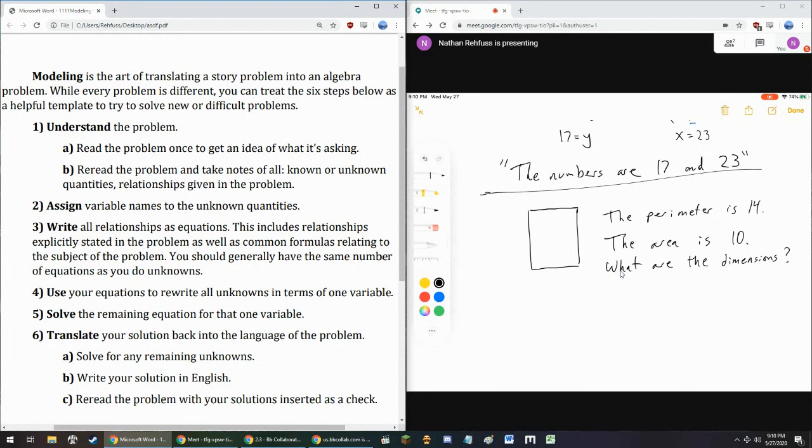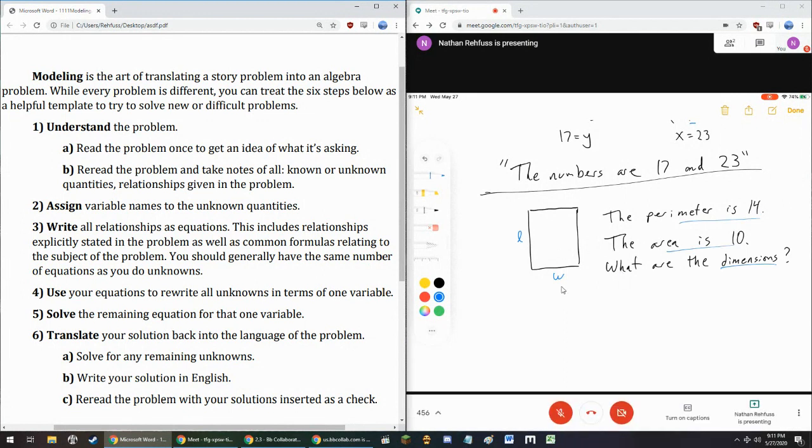So, first off, we need to understand the problem. What is this asking? When I say, what are the dimensions of the rectangle? That's another way of asking, what is the length and what is the width? So those are the unknown quantities. The known quantities are, we know the perimeter is 14 and the area is 10.